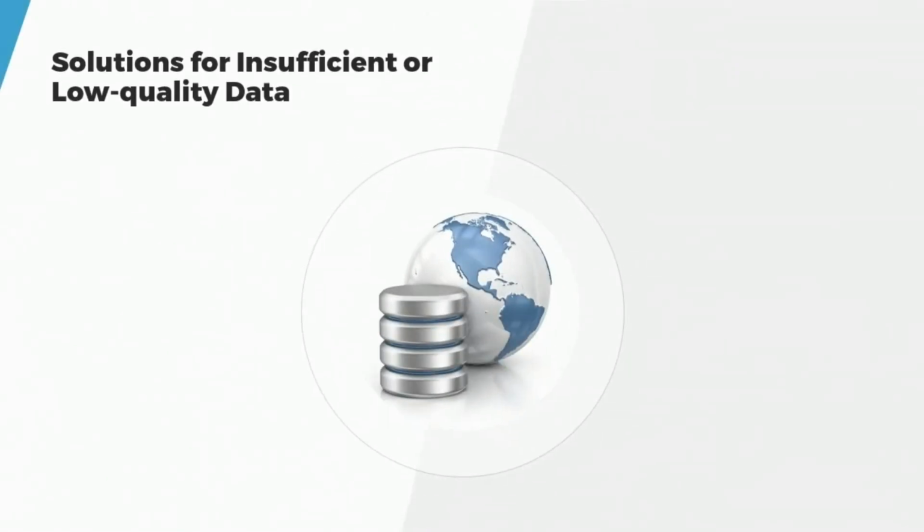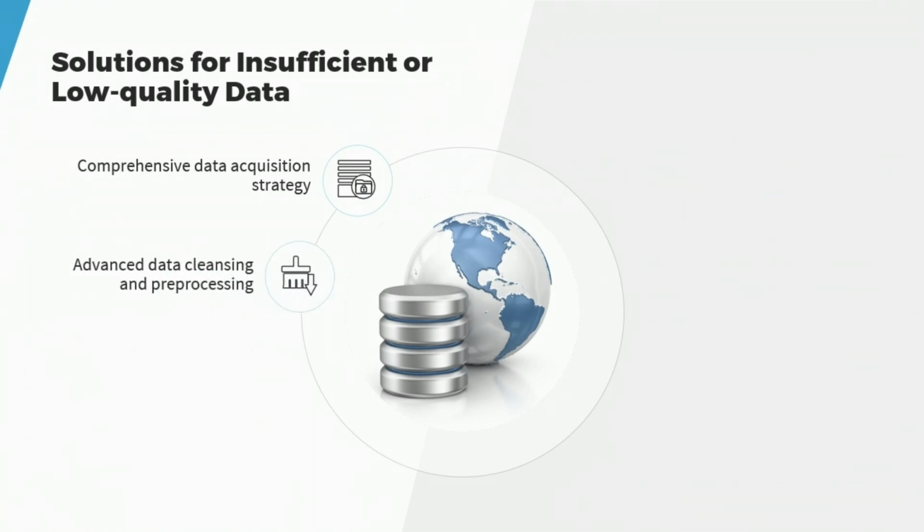So, what are some solutions for insufficient or low quality data? Well, addressing issues related to insufficient or low quality data requires a proactive approach based on comprehensive data acquisition, cleansing, pre-processing, and even augmentation. Organizations should implement a comprehensive data acquisition strategy to ensure access to diverse, relevant, and high quality data sources that adequately represent the domain of interest. And advanced data cleansing and pre-processing techniques like outlier detection, imputation, and normalization can help to improve the quality and consistency of data for AI model training.